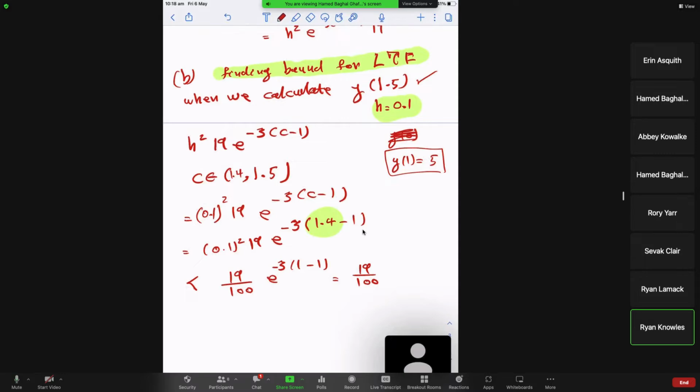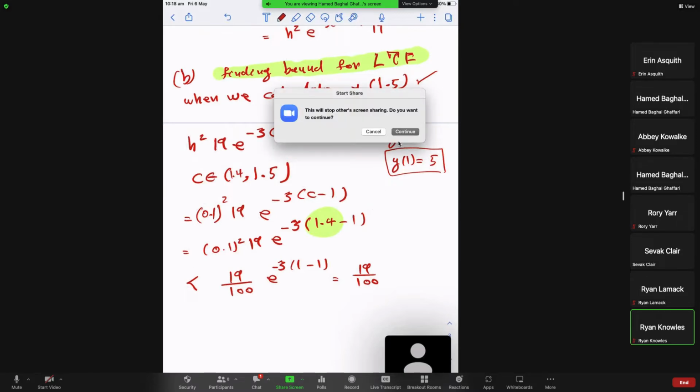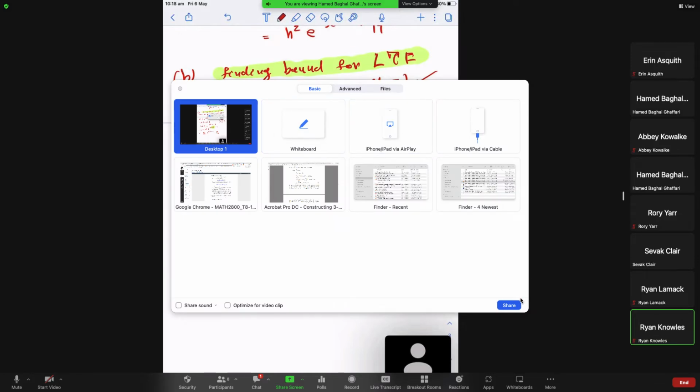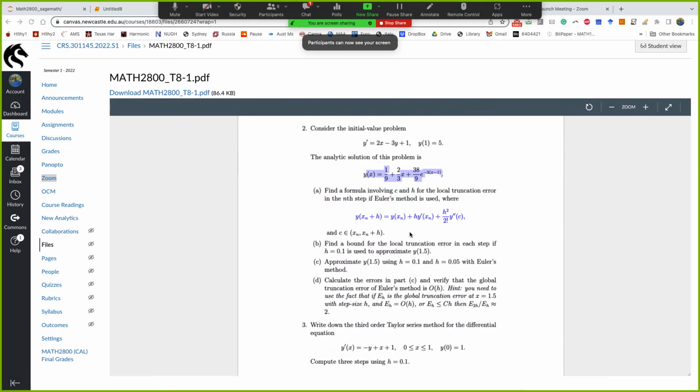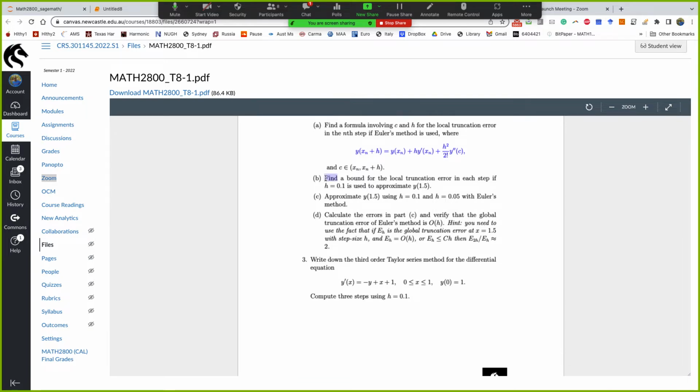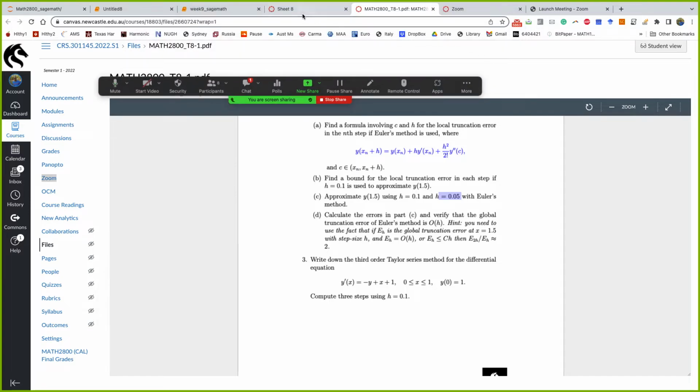Question 3. Let's go. Sharing my desktop. Find a bound, we did it. Approximate y of 1.5 using this method, with h equals 0.1 and h equals 0.05. So let's go to the SageMath.